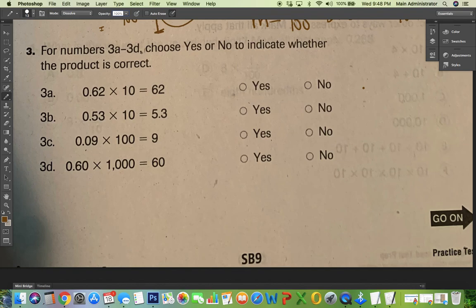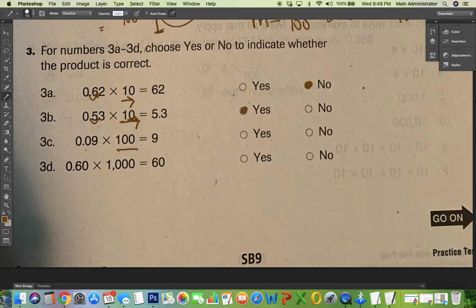For numbers 3a through 3d, choose yes or no to indicate whether the product is correct. Alrighty, I have 62/100ths multiplied by 10. I know when I'm multiplying by 10, I'm going to move my decimal this way. And I have 1 zero, so I would make 1 decimal move. And I would get 6.2. So that does not equal the same number. I also, again, I'm going to move my decimal 1 place this way to get 5.3, and that is 5.3, so that works.